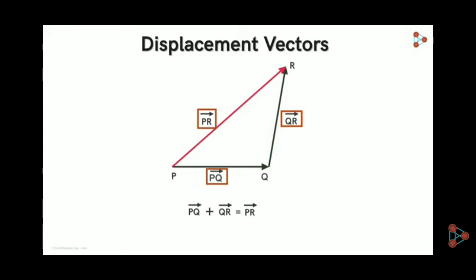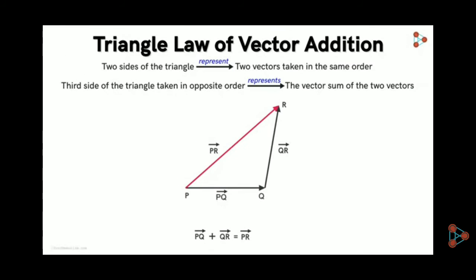Yes, the two sides of the triangle PQ and QR represent these two vectors, both in magnitude and direction, which are taken in the same order. That is, from P to Q and then from Q to R. Now, we take the third side of the triangle. Here, instead of taking it in the same order, that is from R to P, we take it in the opposite order, P to R. Then the resultant vector PR will represent the vector sum of the two vectors, both in magnitude and direction. This is known as the triangle law of vector addition.